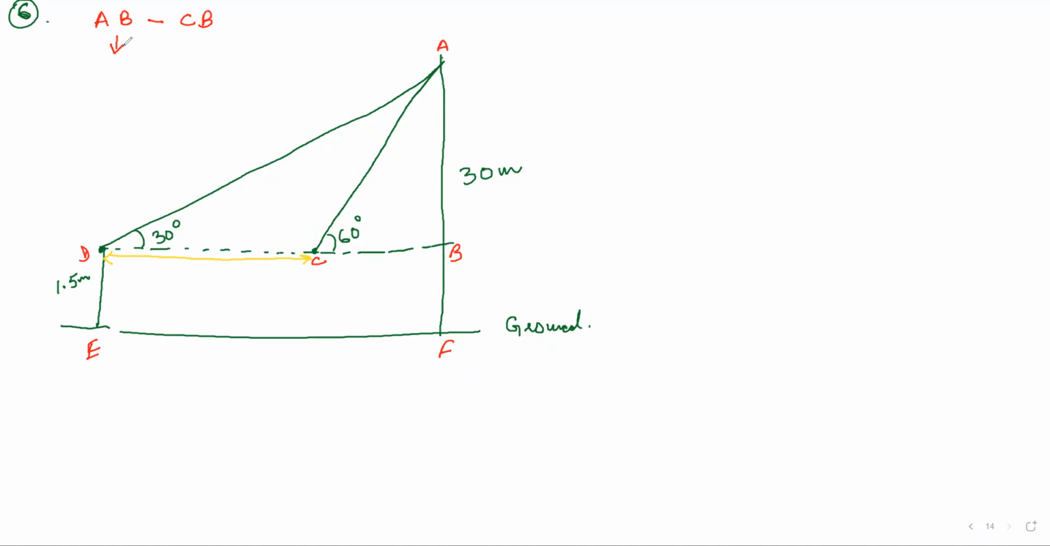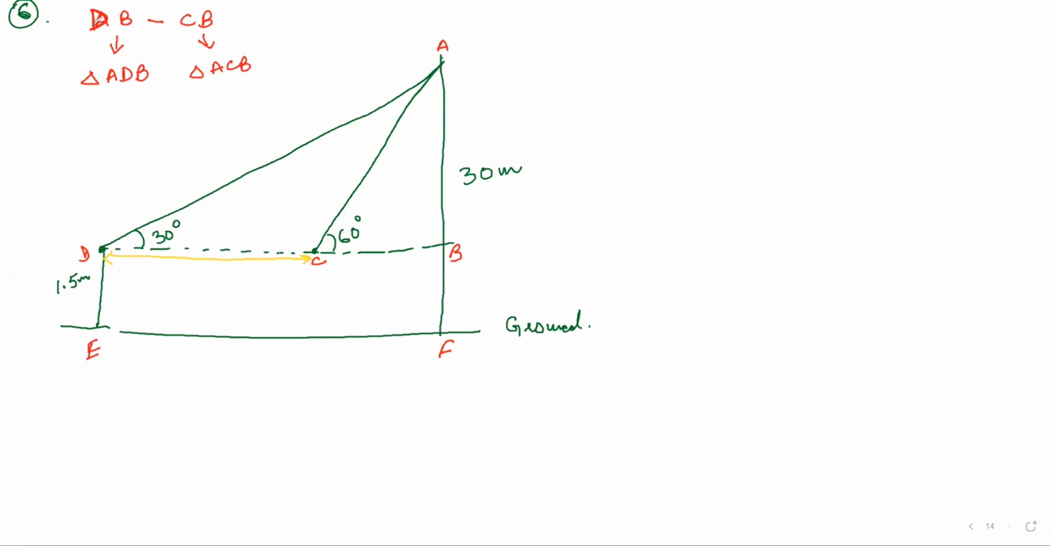This distance DB can be found if I use the triangle ADB. And this distance CB can be found if I use the triangle ACB. Clear, Rida? So let us start with this. It's DB minus CB, right? Oh, I'm sorry. I have written AB. DB, sorry. DB minus CB. Okay. Now let us come to triangle ADB, 30 degree.